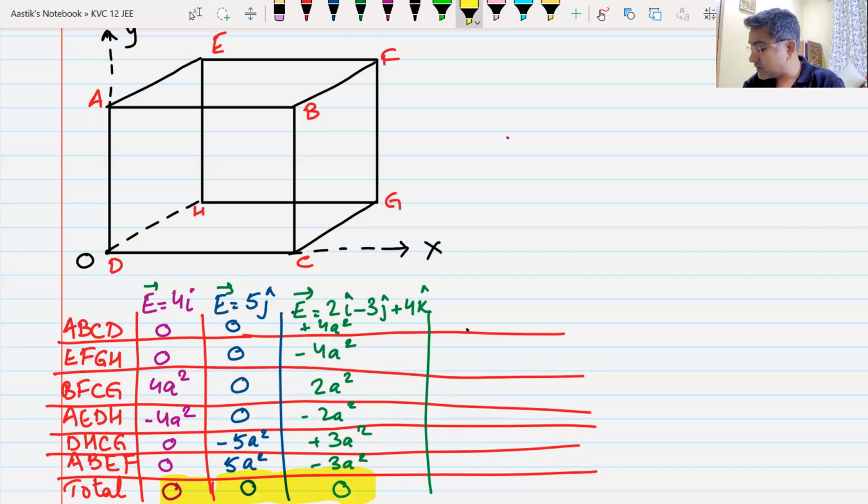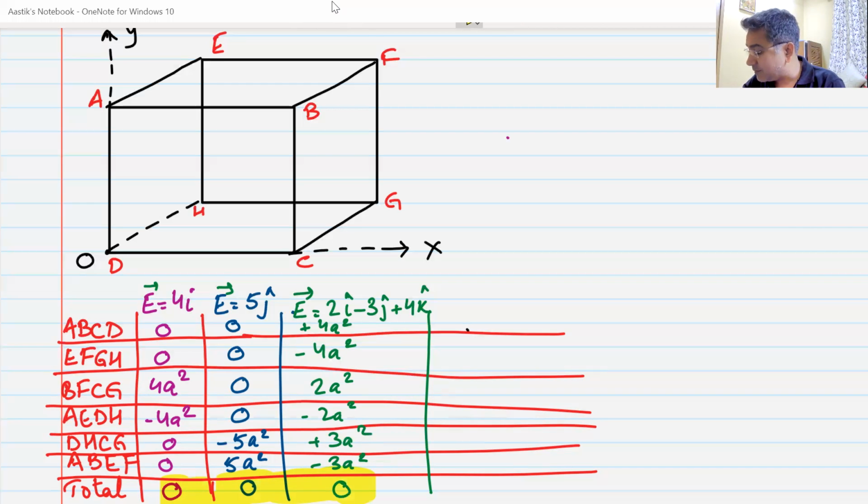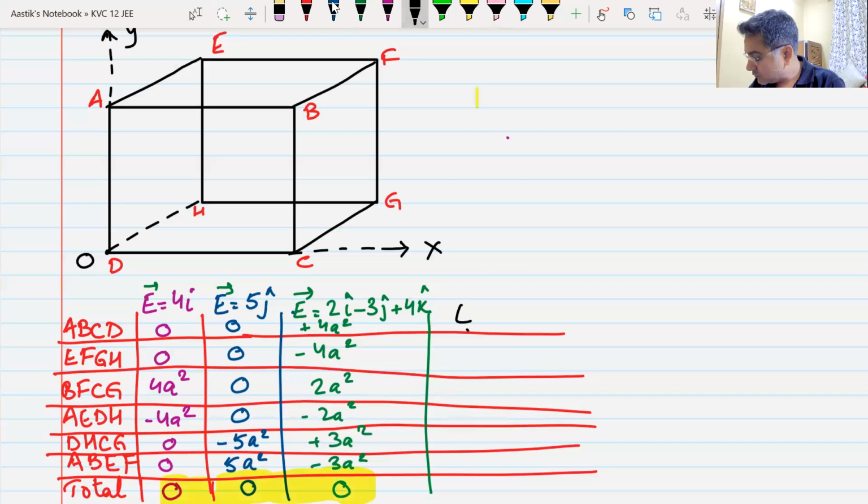Let me now change the question, and the electric field now becomes the black one. Electric field is x i hat. What is x? x is the distance along the x-axis. So what type of electric field do we now have? Do we have a constant electric field or a variable electric field? Variable, sir. Now we have a variable electric field. Again, you have the 6 faces.